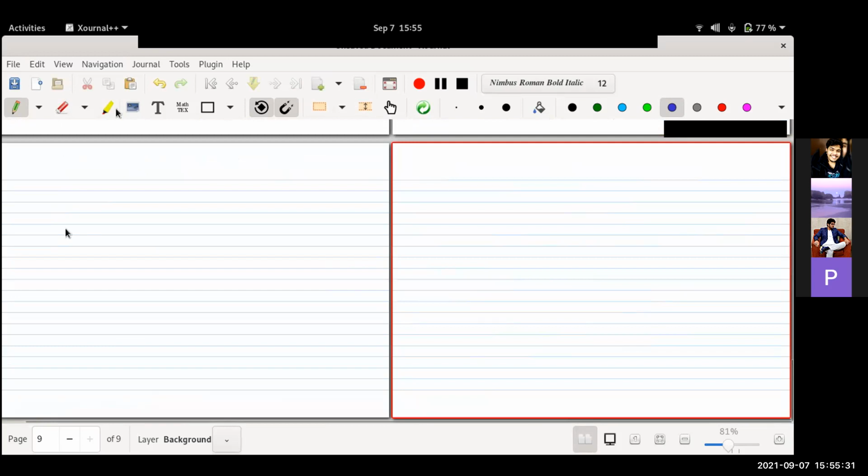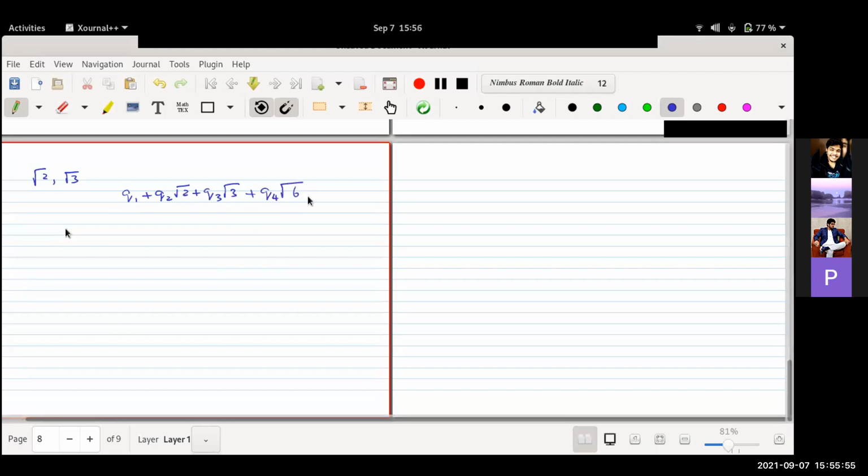So if you had root 2 and root 3, in my opinion, you just require Q1 plus Q2 root 2 plus Q3 root 3. You say that you also need the multiplication of these two also, is it? Yes, sir. Q4 root 6, then division also, sir. Root 3 by 2 and root 2 by 3. Are you sure? I didn't study this in my 12th. I am just telling out of reasoning. Check it out. That's interesting.